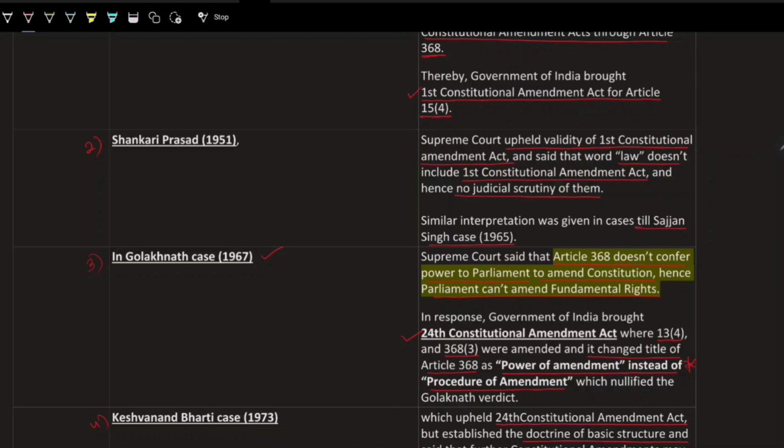In the Golaknath case, 1967, the Supreme Court said that Article 368 doesn't confer power on Parliament to amend the Constitution. Hence, Parliament cannot amend fundamental rights. In response, the Government of India brought the 24th Constitutional Amendment Act, where Article 13(4) and Article 368(3) were amended and it changed the title of Article 368 to power of amendment instead of procedure of amendment, which nullified the Golaknath verdict.